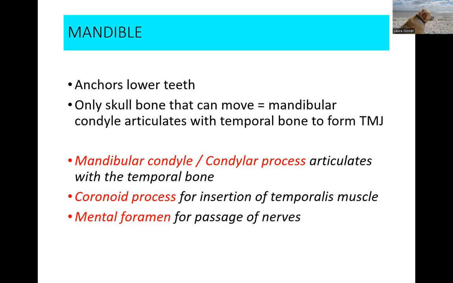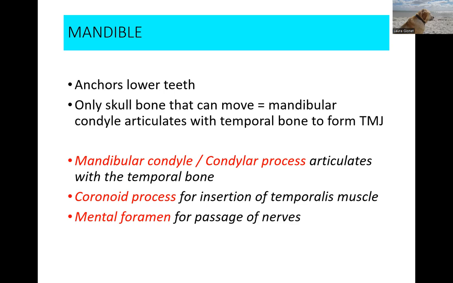Right, the mandible, which is your jawbone, anchors the lower row of teeth. It is the only skull bone that can move, and it articulates at the temporomandibular joint with the temporal bone. There are three features to identify: the mandibular condyle, sometimes referred to as a condylar process, and that articulates with the temporal bone.